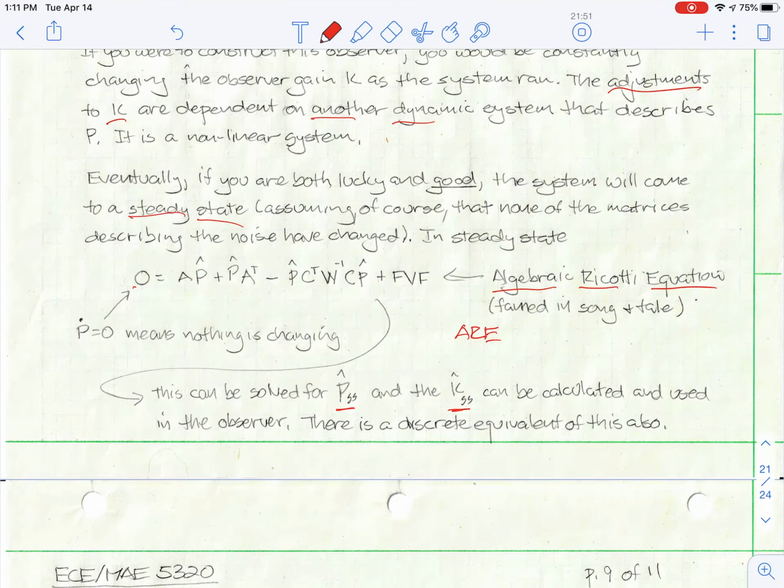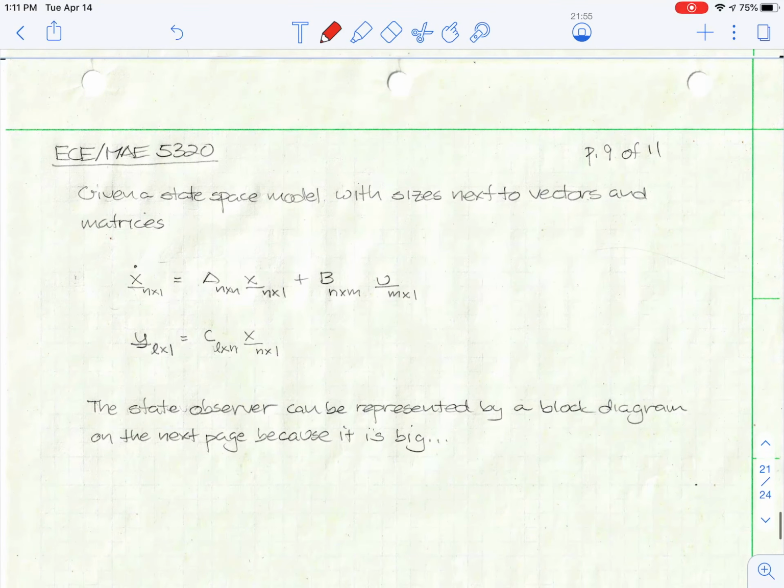using the observer. Okay, there is a discrete equivalent of this also, and so we've got to be concerned about that. However, given a state space model with sizes next to the vector, I want to draw some pictures so you'll see what's going on here.